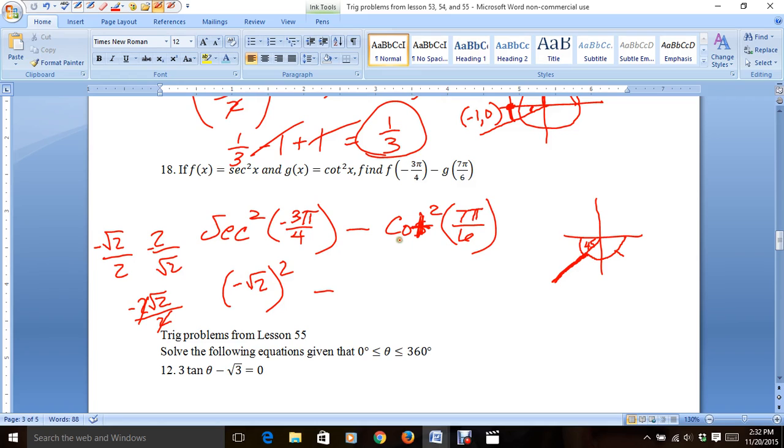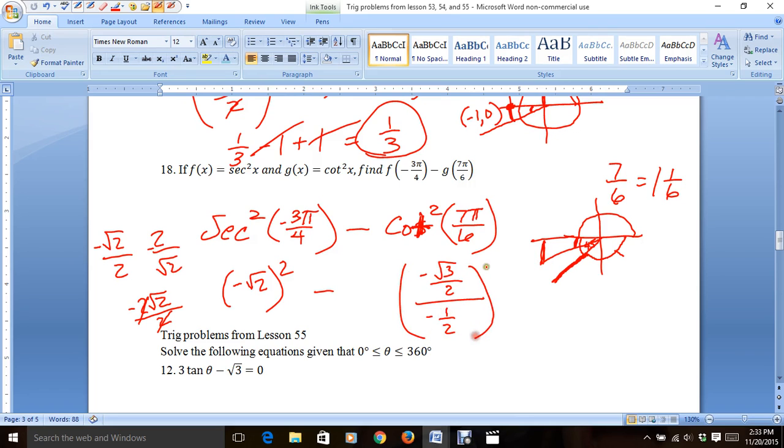All right, then you've got cotangent squared of 7 pi over 6. 7 pi over 6 is, if you reduce 7/6, you get 1 1/6. So we're talking about going 1 pi, which is halfway around the circle, and then another pi over 6, which is 30 degrees. So this is cotangent, so it's going to be x over y now, so x is negative square root of 3 over 2 here, and sine is negative 1/2, and then we're going to square it.